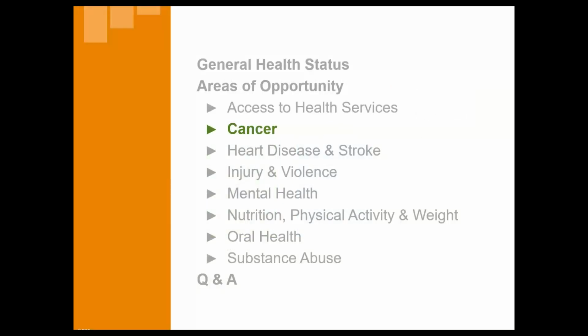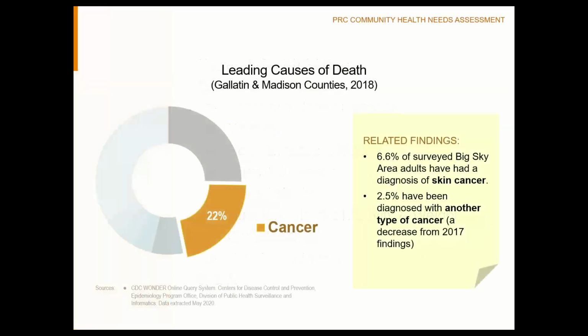Moving on to our next area of opportunity, cancer. When we looked at secondary data measures, we find that cancer is the #2 leading cause of death in Gallatin and Madison counties. And on the little sticky note on the slide, these are findings from our population-based survey. We found that 6.6% of surveyed Big Sky area adults have had a diagnosis of skin cancer, and another 2.5% have been diagnosed with another type of cancer, which is a decrease from 2017 findings, so positive there.